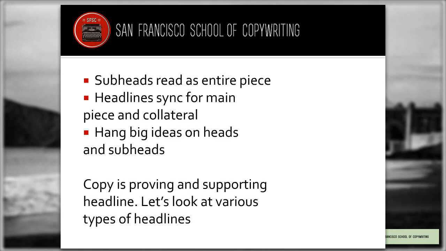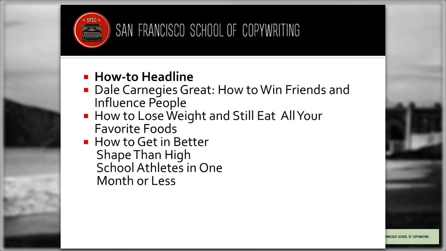So let's look at some of these various types of headlines that we talk about. One is the how-to headline. Dale Carnegie's great headline that everybody knows: How to Win Friends and Influence People. It was the title of a best-selling book that's been a best-selling book for years and years and years. How to lose weight and still eat all your favorite foods. How to get in better shape than high school athletes in 1 month or less. And so you see, while these are how-to headlines, they would also fall under the category of ultra-specific.